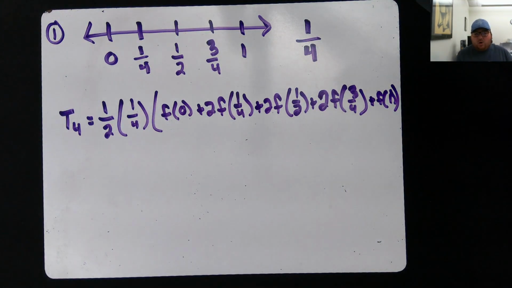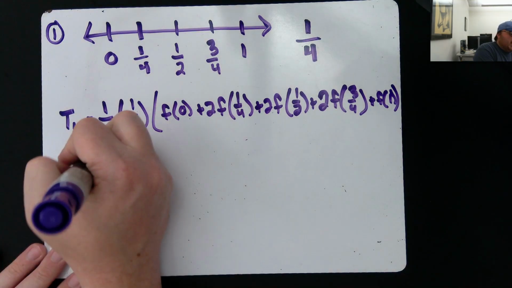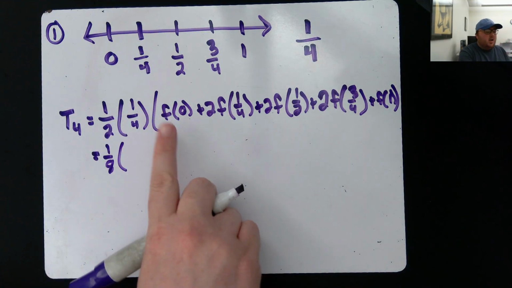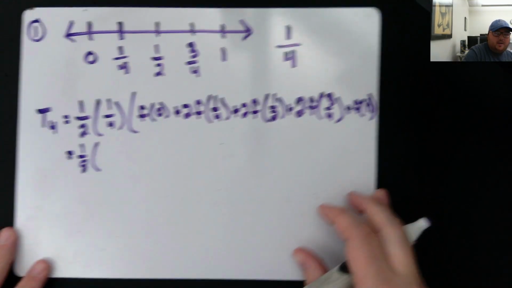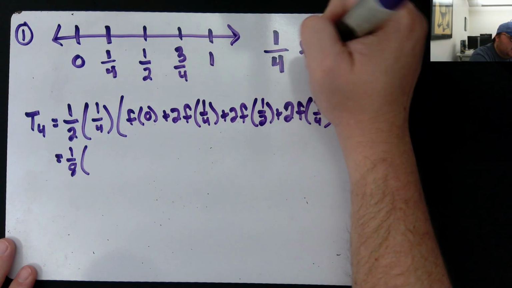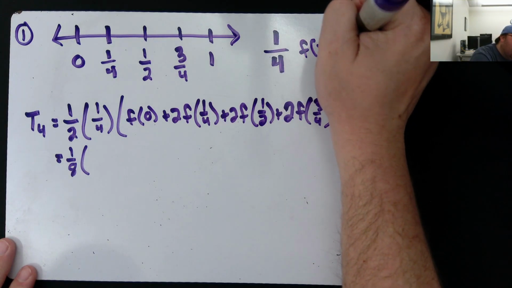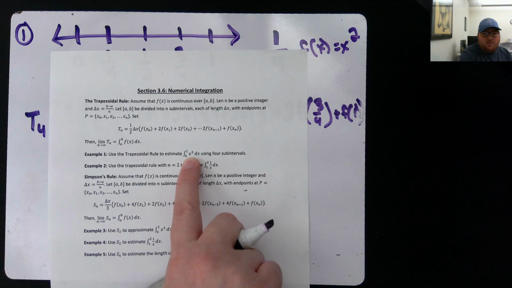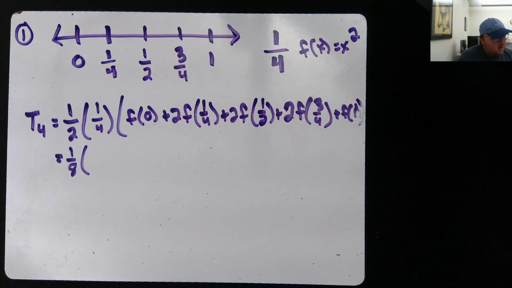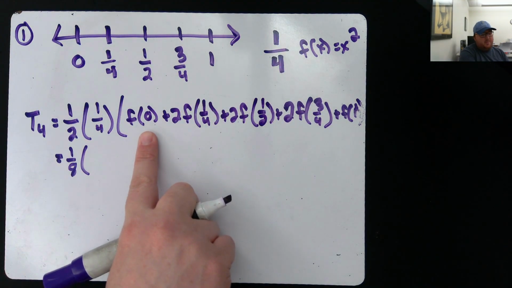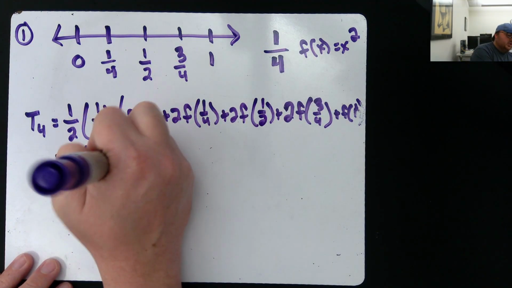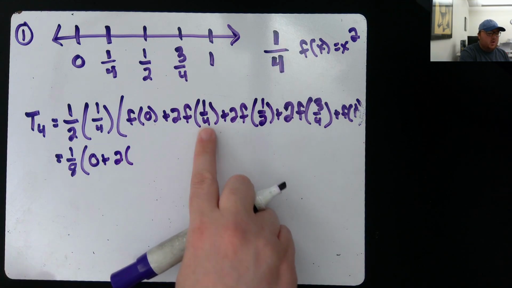And now I've just got to work that out. 1/2 times 1/4 is 1/8. My f of x was x squared because that's the function I'm using. Again, how I know that is because it was x squared inside of here, right? So f of 0 means I'm going to do 0 squared, which is 0, plus 2f of 1/4.